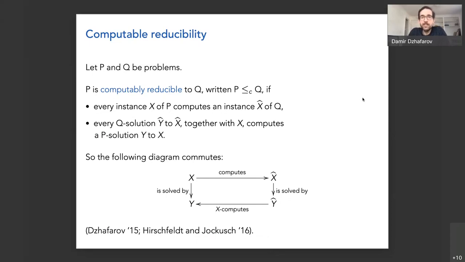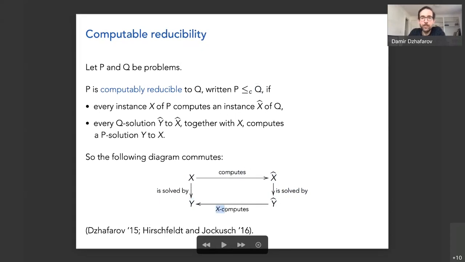And one way to do this is via the notion of computable reducibility. So P is computably reducible to Q, and we'll write P is C below Q, if the following is true. Maybe it's better to look at this picture. You give me an instance X of P, and from it we can compute an instance X hat of Q, the other problem. And now, no matter what solution you give me, Y hat to X hat in the Q problem, from it I can compute a solution Y to the original problem.